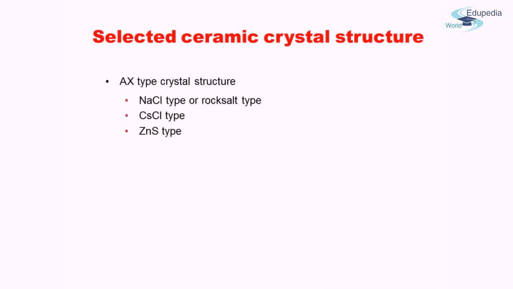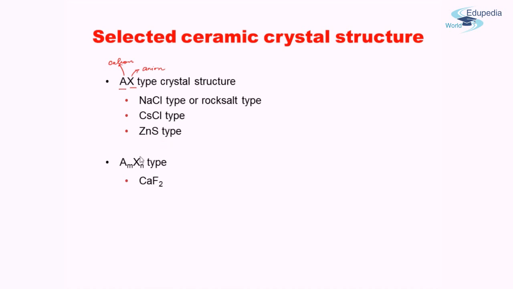So what are the things that we'll study in today's lecture? We'll study, generically speaking, one that is known as AX type of crystal system. What does AX mean? A will stand for the cation part and X will stand for the anion part. So there is one cation and one anion in the ratio 1:1. And what are the specific cases we will see? We will see sodium chloride or rock salt type, cesium chloride type, and ZnS type or zinc blende structure.